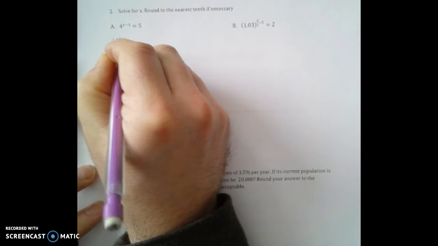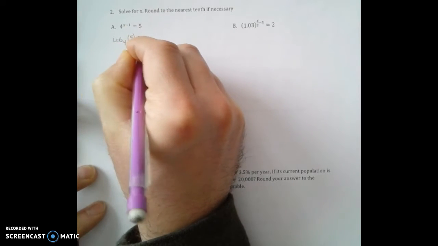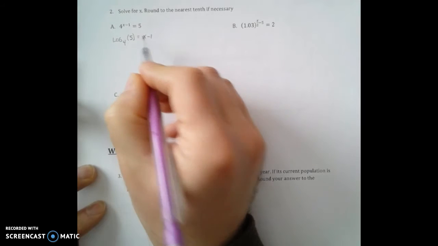In the next section, it says to solve for x and round to the nearest tenth if necessary. And A says 4 to the x minus 1 power is equal to 5. And to help me answer this, I'm going to write it in log notation. And so I'm going to write this as log base 4 of 5 is equal to my exponent, which was x minus 1.